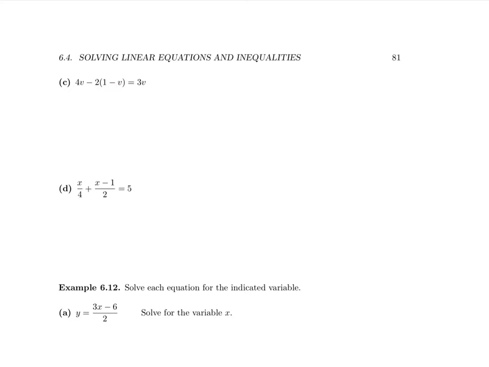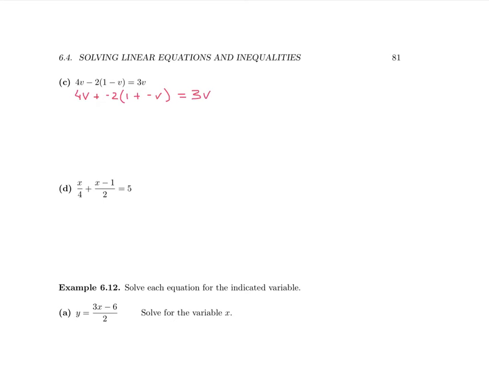So notice that you are subtracting a large quantity. Right here you're subtracting 2 times the quantity 1 minus v. You're subtracting that from 4v. The suggestion I made earlier is that whenever you subtract large quantities, you write all subtractions in terms of addition. So here we would rewrite this as 4v plus a negative 2 times 1 plus a negative v, and this equals 3v.